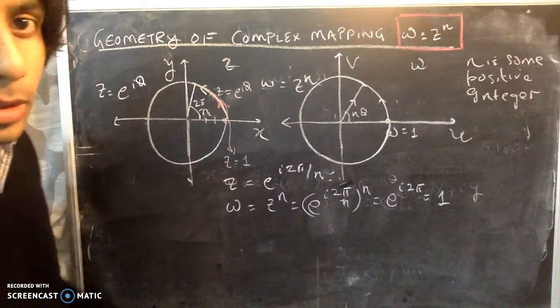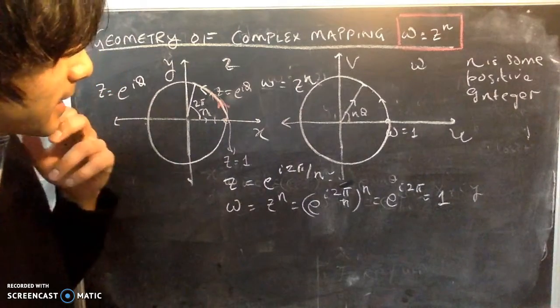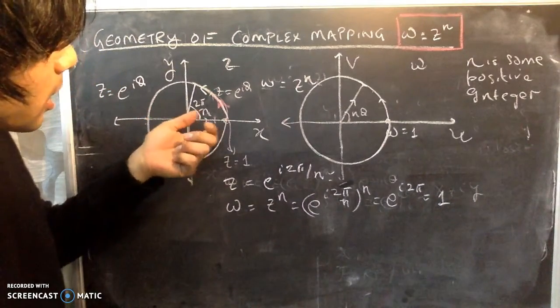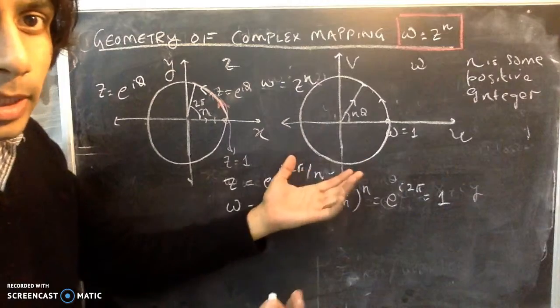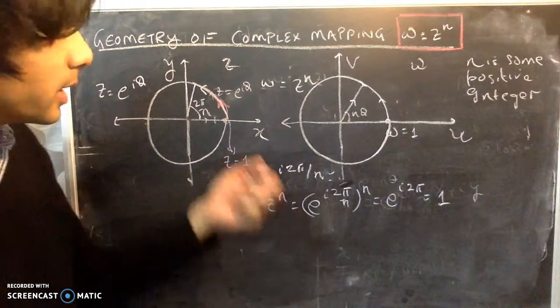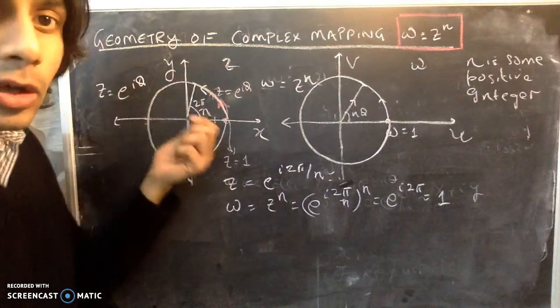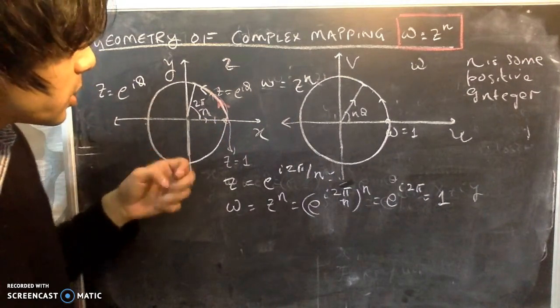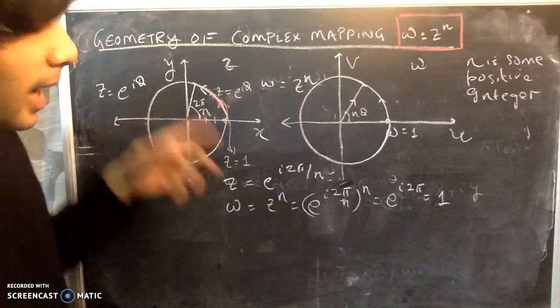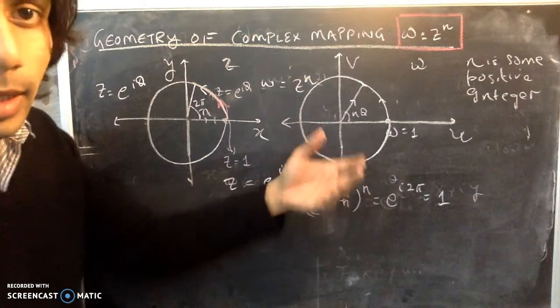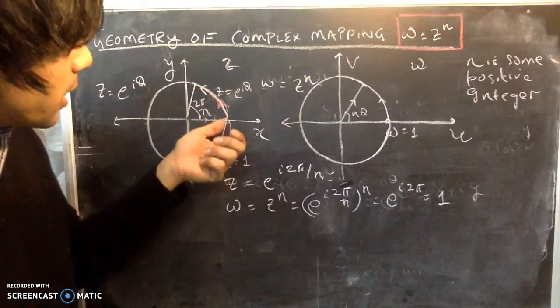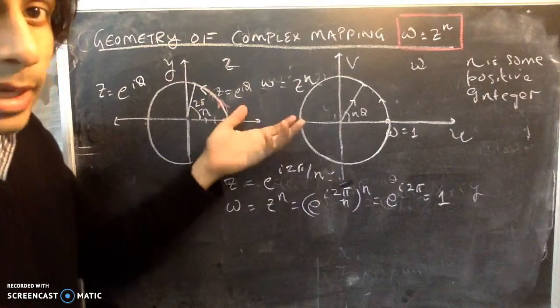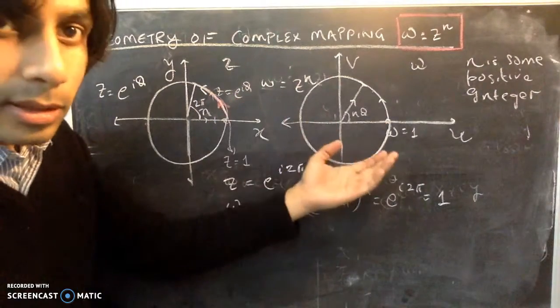And this is extremely interesting because what this tells us is that your image in the W plane is moving n times faster than the rate at which you are moving along the unit circle. And this is because if you cover an angle theta, your image is covering an angle n theta. If you cover an angle 2 pi over n, your image actually covers the entire circle.